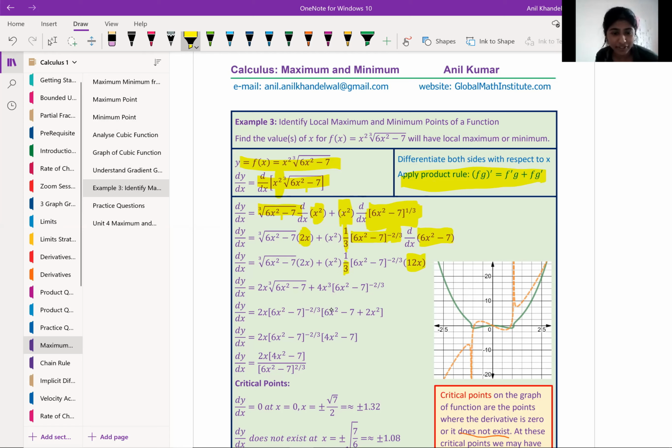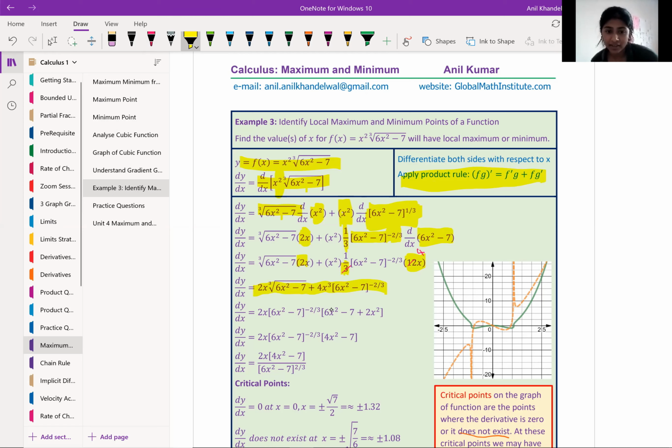And then you just make it a bit neater. So you bring the 2x to the front, cube root of 6x squared minus 7. And then here, what you did was you did a third of 12x, which is 4x. And then you do 6x squared minus 7 to the minus 2/3.